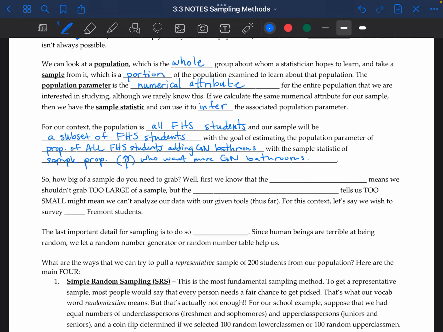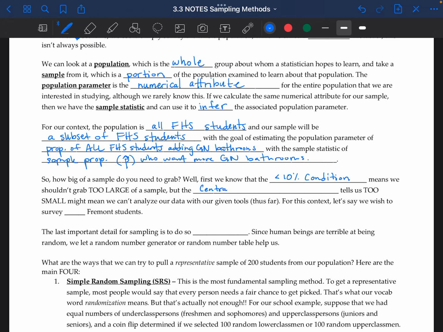Now, one thing we want to do before we ever collect a sample is think about how many people we want to sample. So there are some limits here. We know we can't grab too big of a sample because the less than 10% condition that we discussed last unit puts a hard cap on it. We're a little over 2,000 in our school here, and so we can't grab more than 10% of a little more than 2,000.